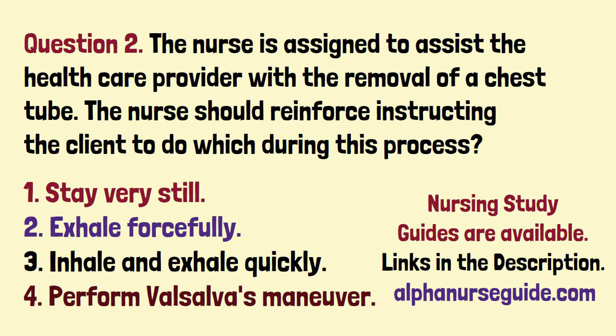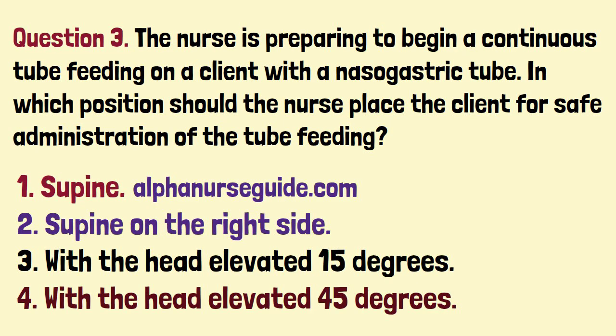Question 3. The nurse is preparing to begin a continuous tube feeding on a client with a nasogastric tube. In which position should the nurse place the client for safe administration of the tube feeding? 1. Supine. 2. Supine on the right side. 3. With the head elevated 15 degrees. 4. With the head elevated 45 degrees.